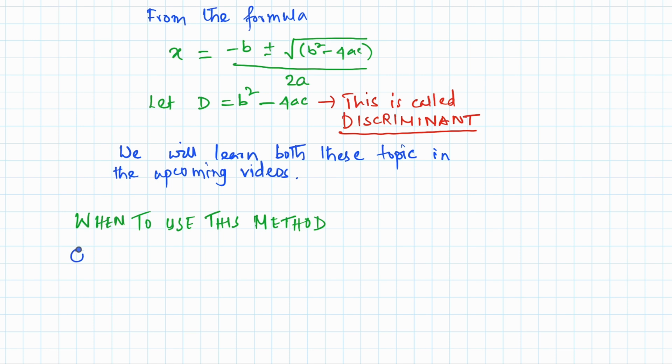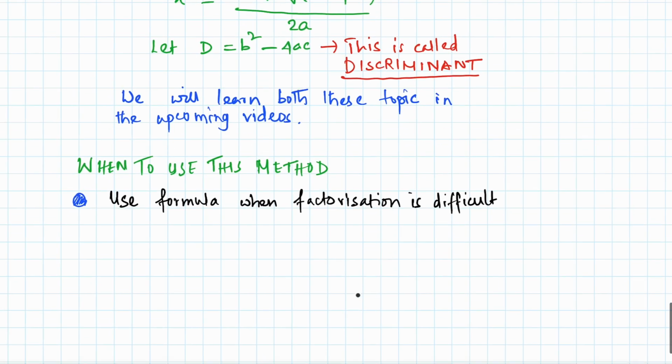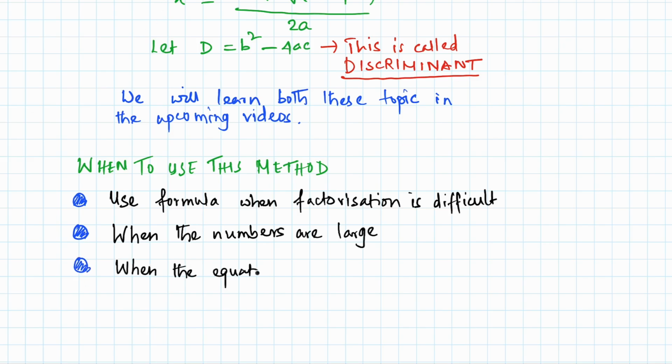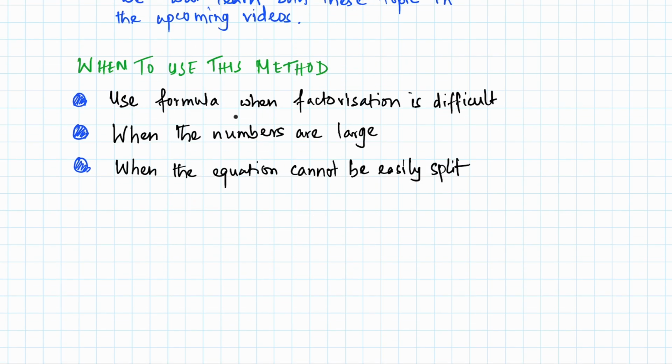Now, when to use this method? Generally, to find the roots or solve the quadratic equation, we use this particular formula when factorization is difficult. When factorization is difficult, we are not able to split the middle term, or the numbers are very big. Under those cases we will not use factorization, we'll use the formula. And when the numbers like a, b and c, those coefficients and constants, are very large, then also we can use this formula. And when the equation cannot be easily split, that I have already explained.